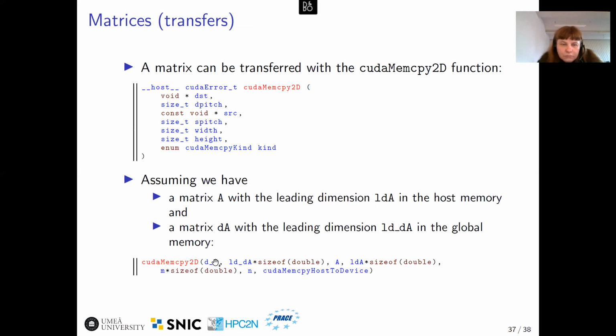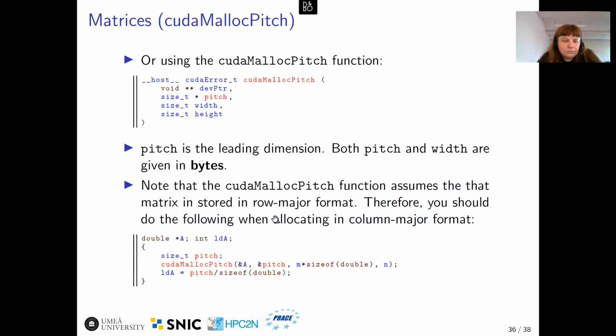You give the destination pointer in device memory, and then you have to multiply the leading dimension with the word size. The main thing that caused me a little bit of confusion here is that the pitch and the width are always given and returned in terms of bytes. And the height comes as a number of elements. This function assumes that you are storing the matrix in a row-major format, and in actuality, in many codes, you're using the column-major format.